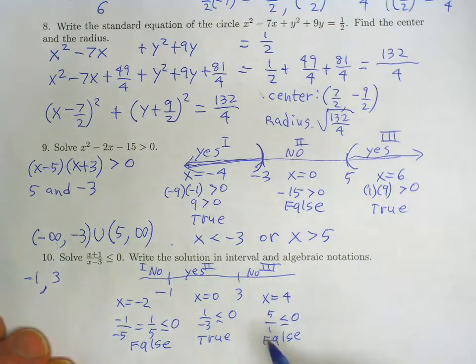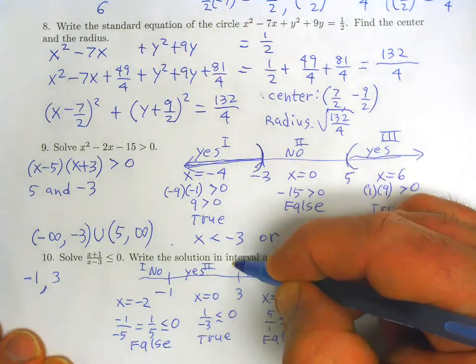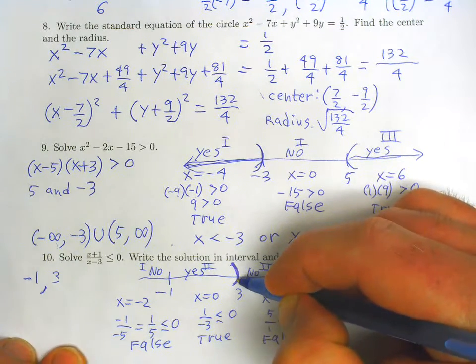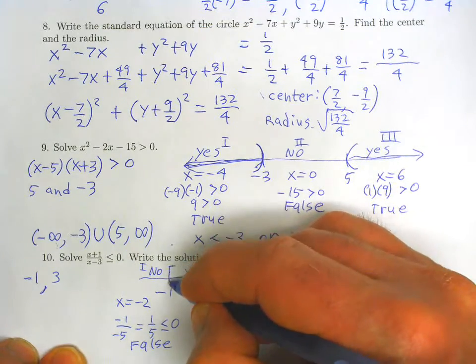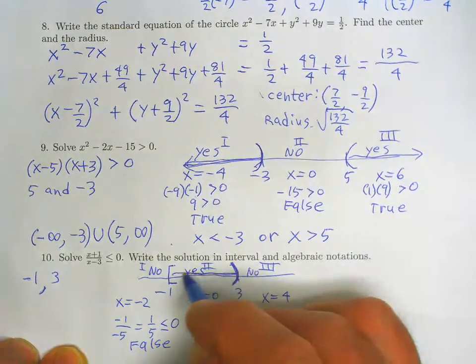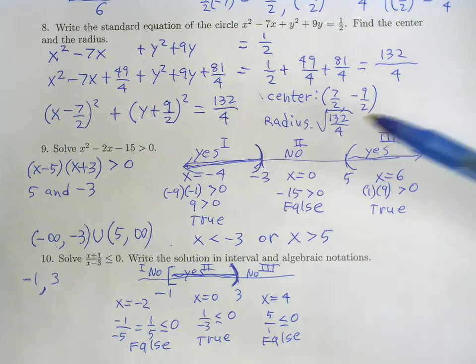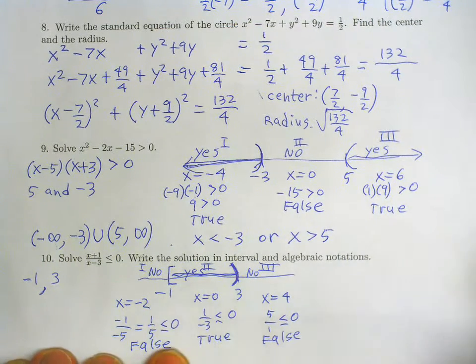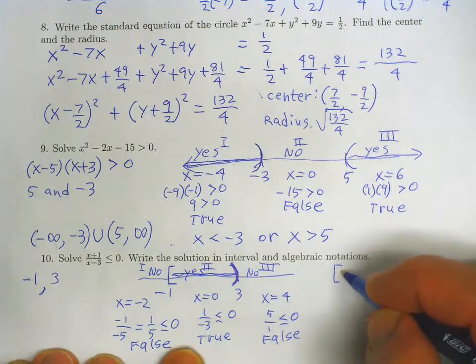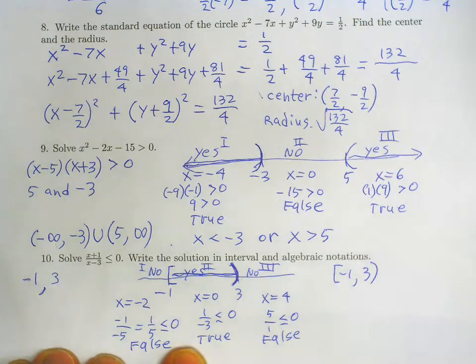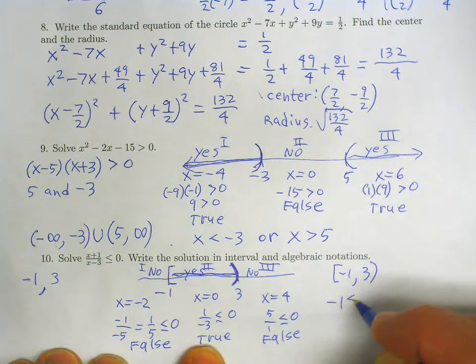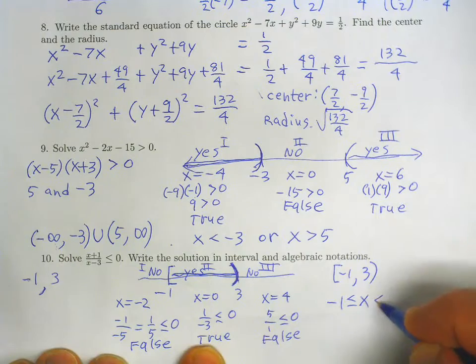Okay, we already noted that we're going to exclude the endpoint 3 because it comes from the denominator. And we include negative 1 because negative 1 gives us the inequality 0 less than or equal to 0, which is true. It's the or equal to 0 that makes it true. Okay, so this is the graph of the solution. The interval notation is bracket negative 1 comma 3 parenthesis. And the algebraic notation is negative 1 less than or equal to x, which is less than 3.